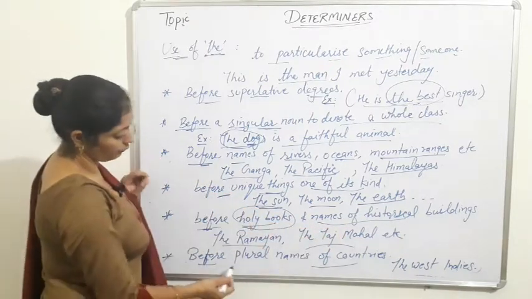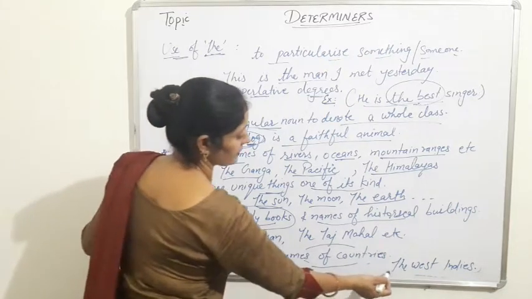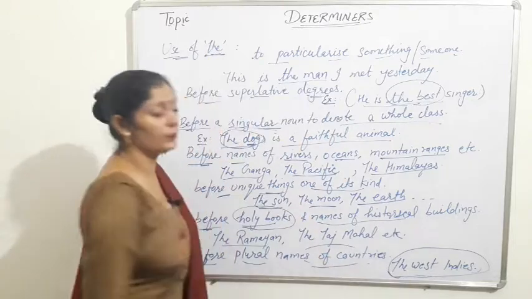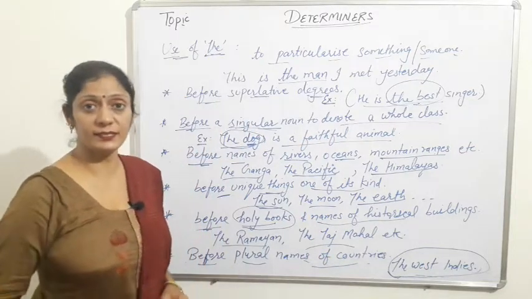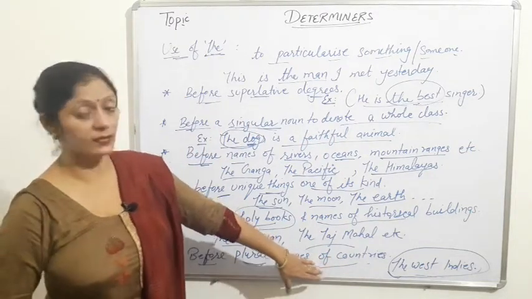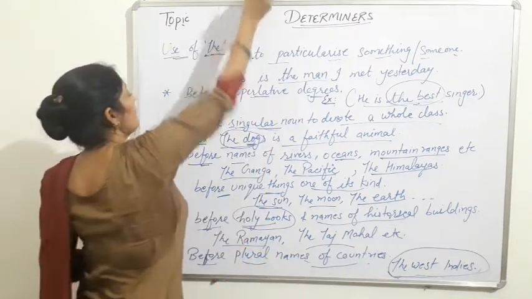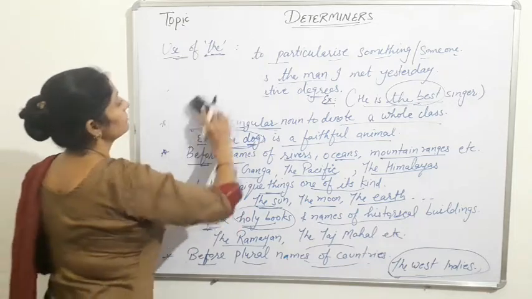Next one is before plural names of countries. Some of the countries have their names in plural form. The United States of America, the West Indies. So before plural names of countries, we use "the".